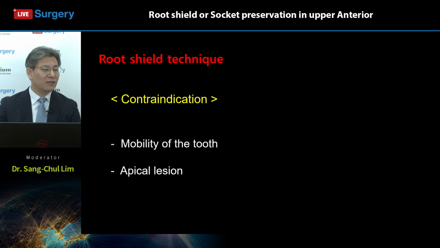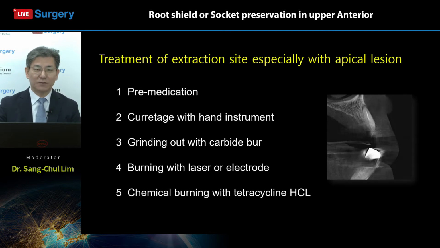About the root shield technique, as you know, the mobility of the tooth is a contraindication. Because of these mobilities, they prohibit osseointegration, bone healing and soft tissue healing. So, no mobility of the remnant of the tooth is an essential part for the root shield technique. And no apical lesion is a necessary part for a safer and more comfortable procedure for the socket shield technique.